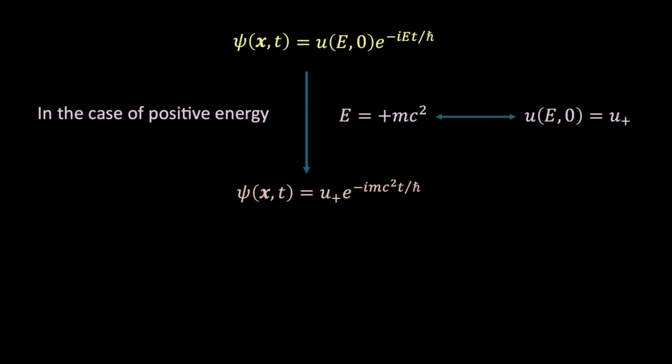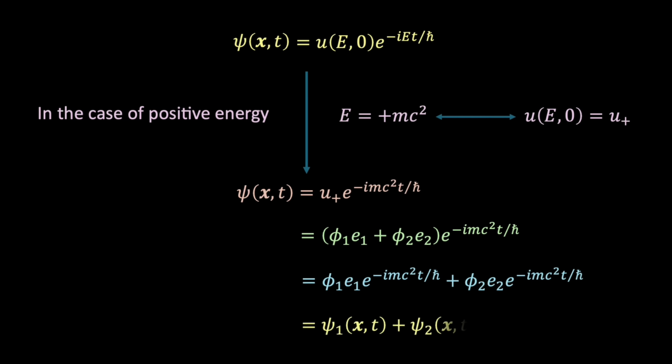And since U plus can be written as a linear combination of basis spinors E1 and E2, we can express the full solution as psi1 plus psi2. These are two independent solutions of the Dirac equation corresponding to positive energy at rest. Together, they span the full space of positive energy spinor solutions in the zero momentum rest frame.